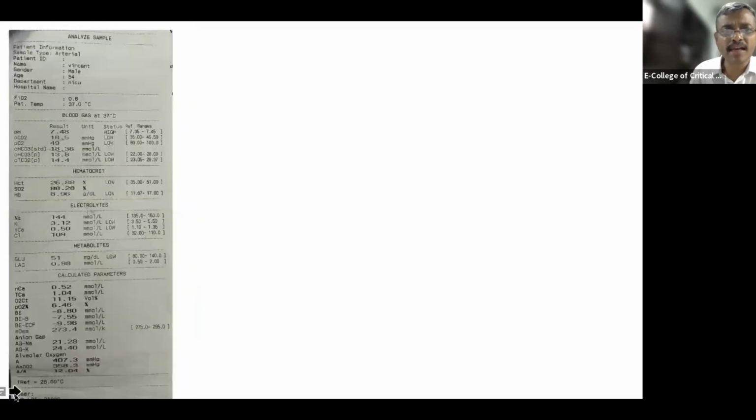So source control, I mean you have to prevent infection. Source control is another key. Okay, we can read if you want ABC, and again you can see here lactate is 0.98, improved. It is day 13, I think.